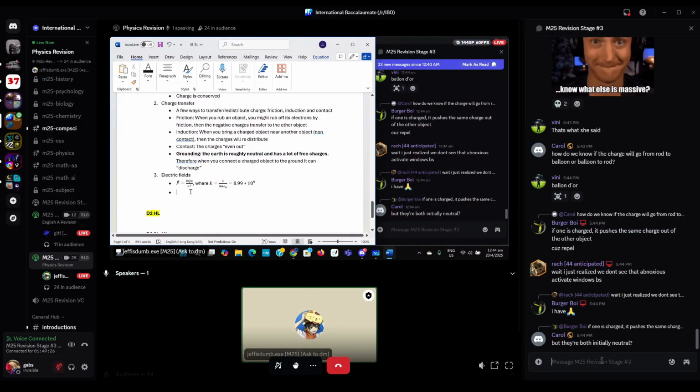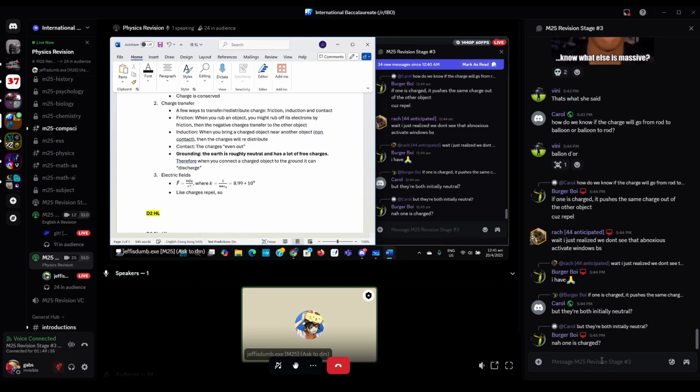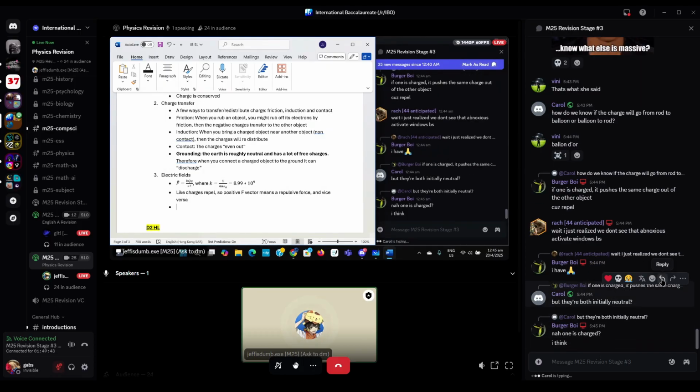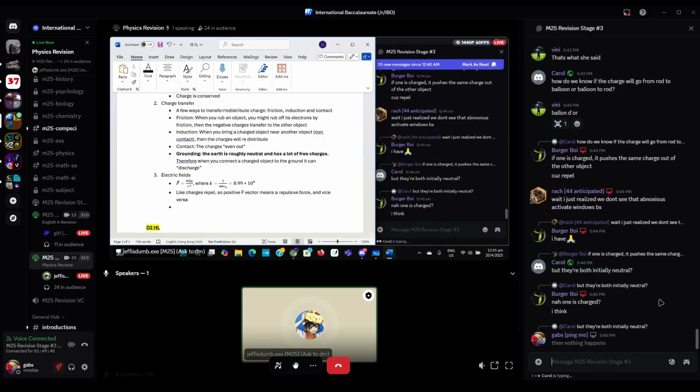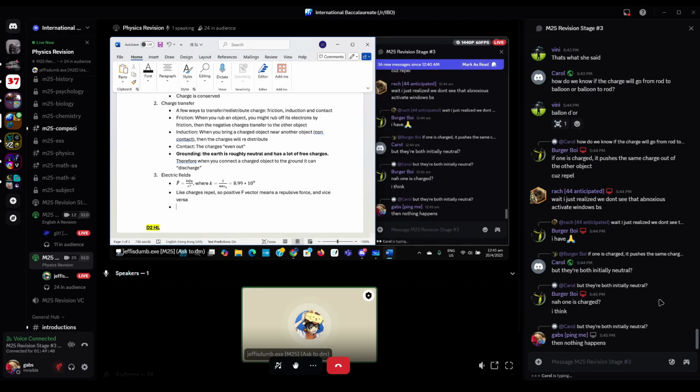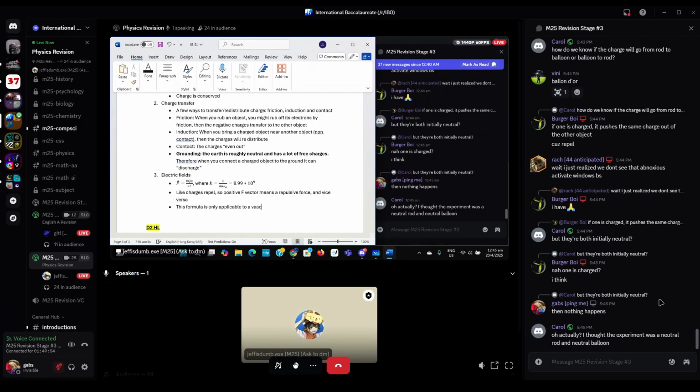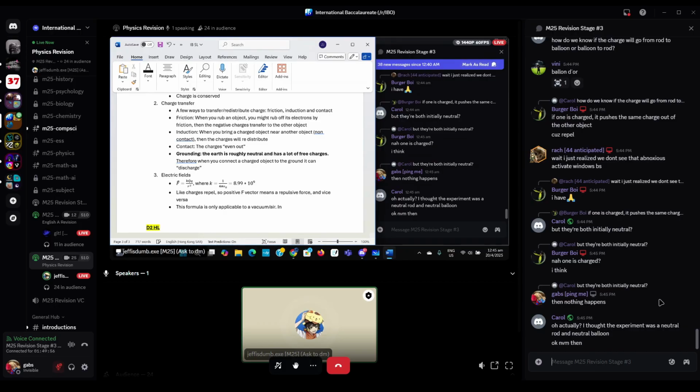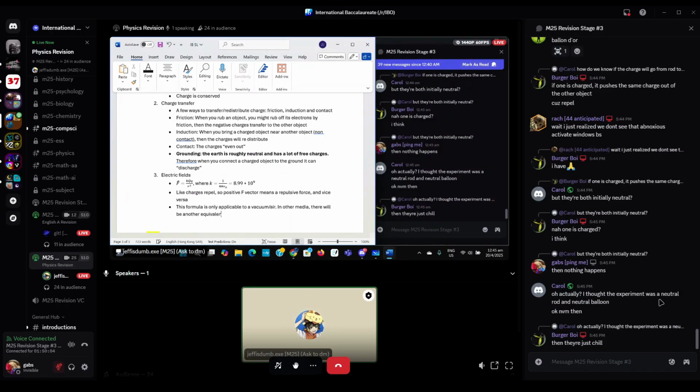So remember, like charges repel. A positive F vector means a repulsive force, and vice versa. Also remember, this formula is only applicable to a vacuum. In other media, there will be another equivalent k.